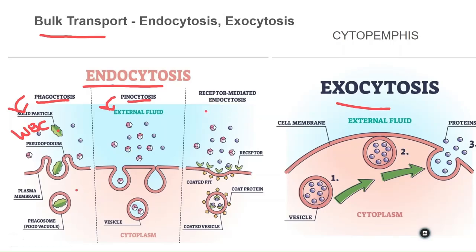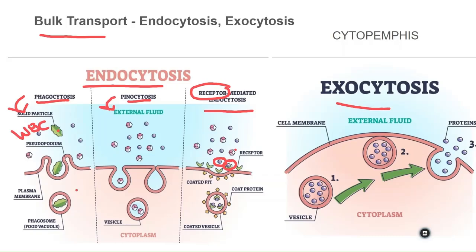Then receptor mediated endocytosis. Receptor mediated, they are very much particular, they are very specific to the receptors, right? So there are certain receptors present on the plasma membrane which will take up only a certain type of molecule. They don't accept the others, only a certain type.